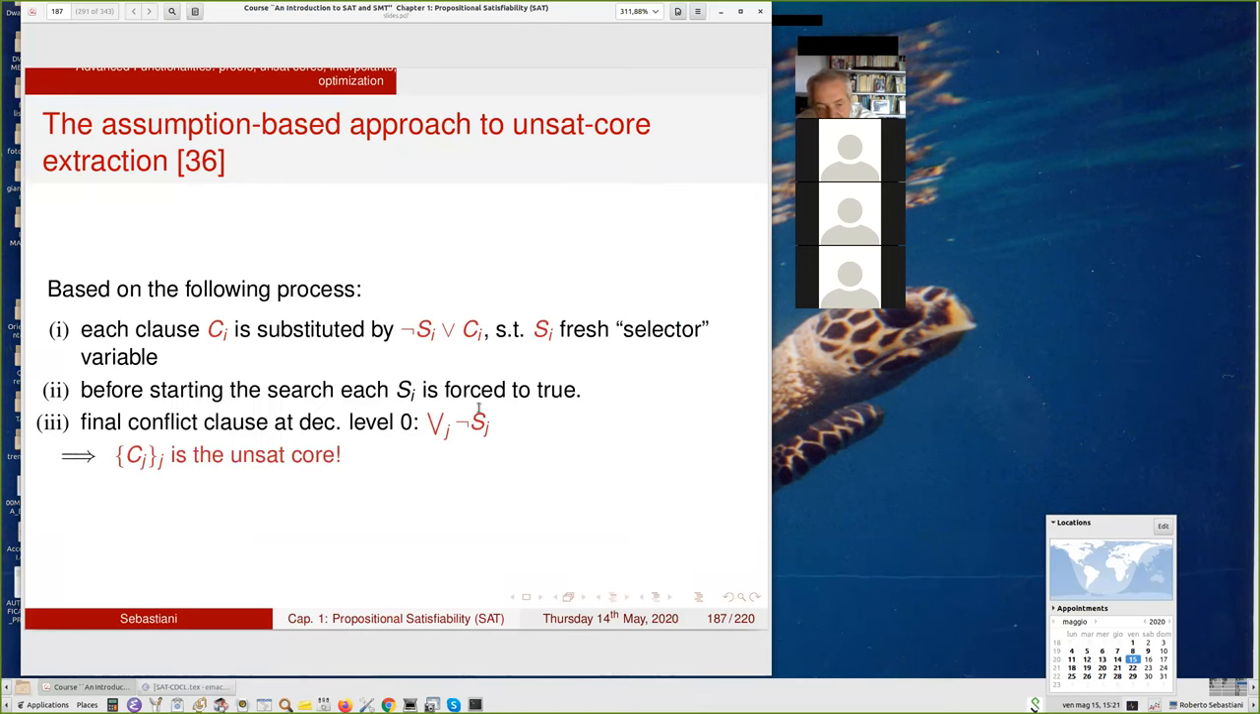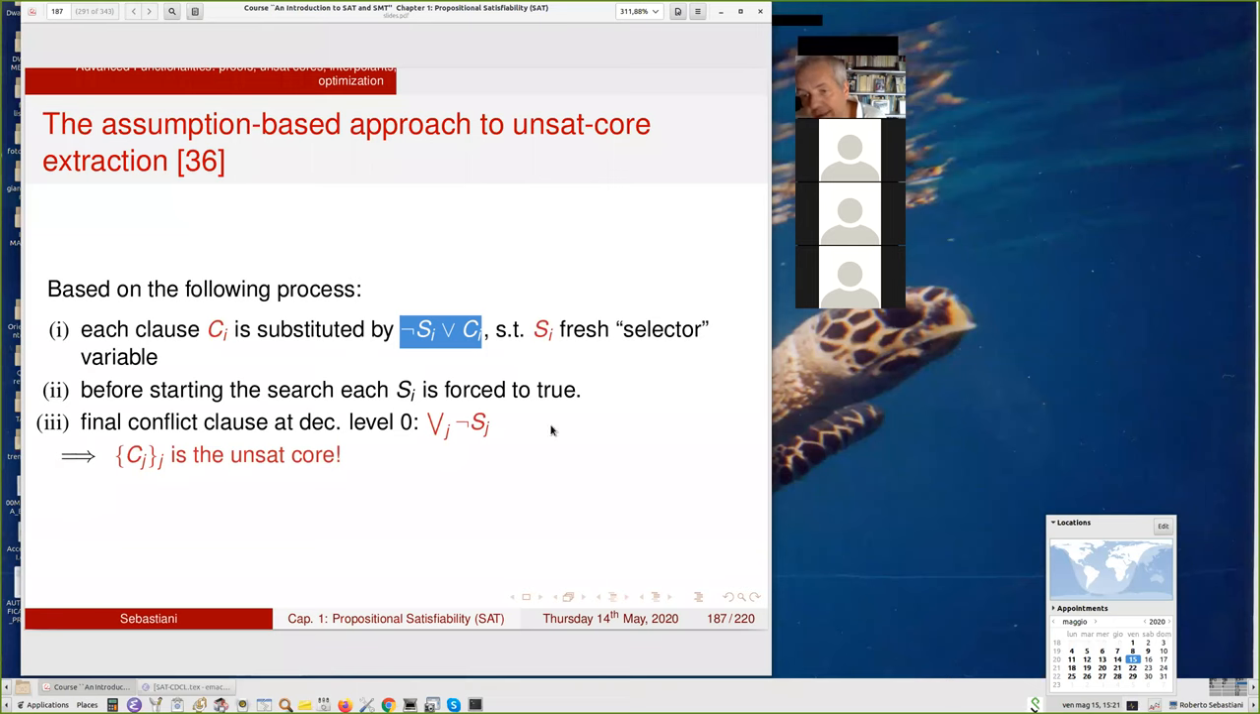So this means that the clauses which were labeled by the selection variables in the final conflict clause are exactly your unsat core, right? Because they were the lead. So when you do resolution, you start from here and resolve step by step. At the end of the day, you have found a resolution proof of false starting from those, okay?